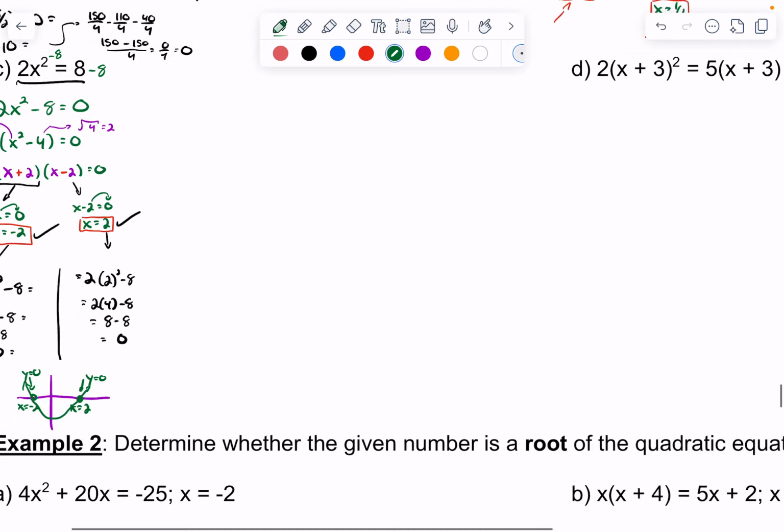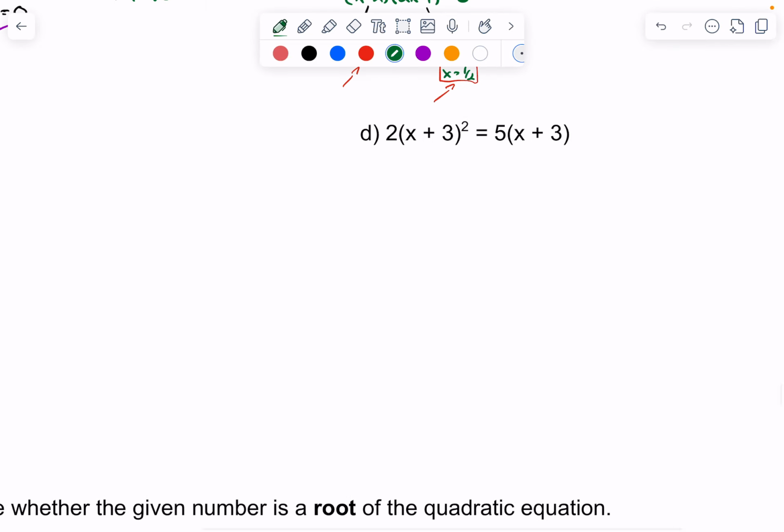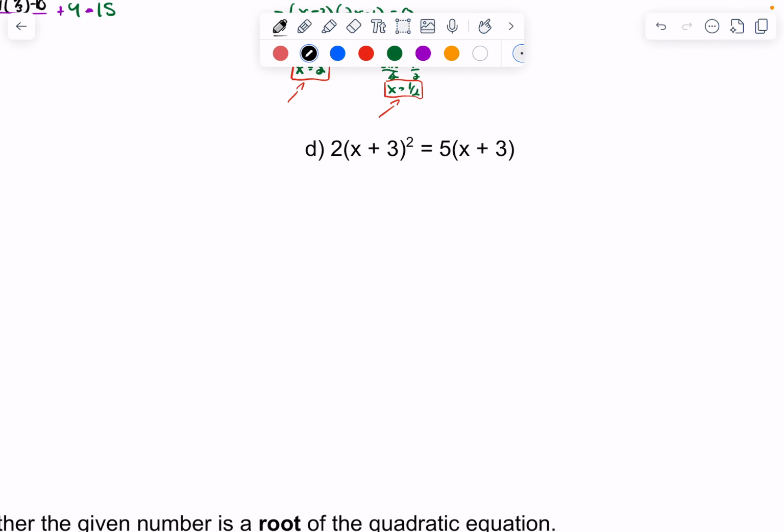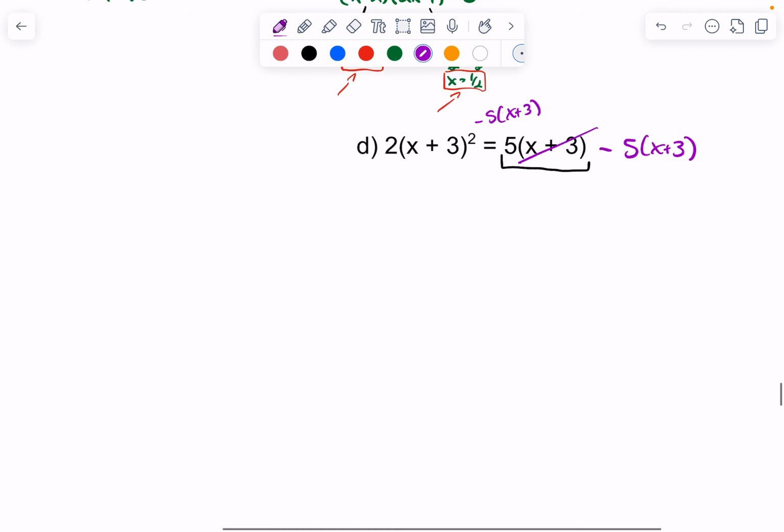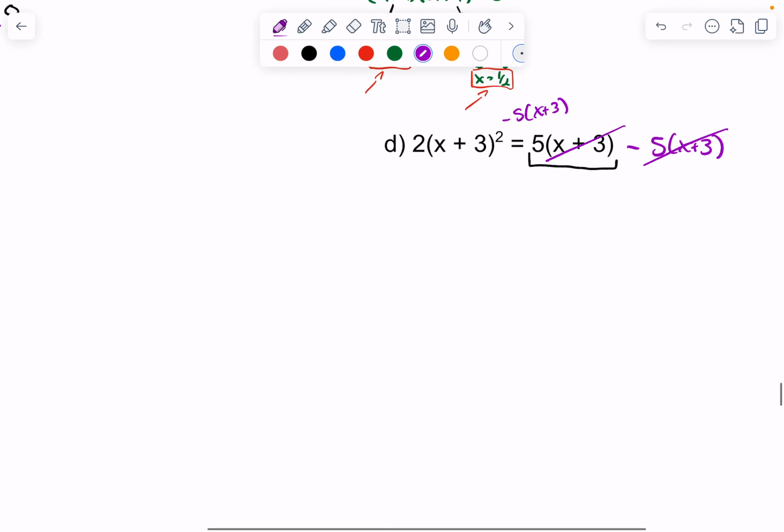Okay, last one for example 1. Let's factor this. So first step, make one side equal to 0. So let's get rid of this. So how do I get rid of that? Well, subtract it. Subtract 5x plus 3 from both sides. So this and this will cancel, and you'll be left with 0 there.